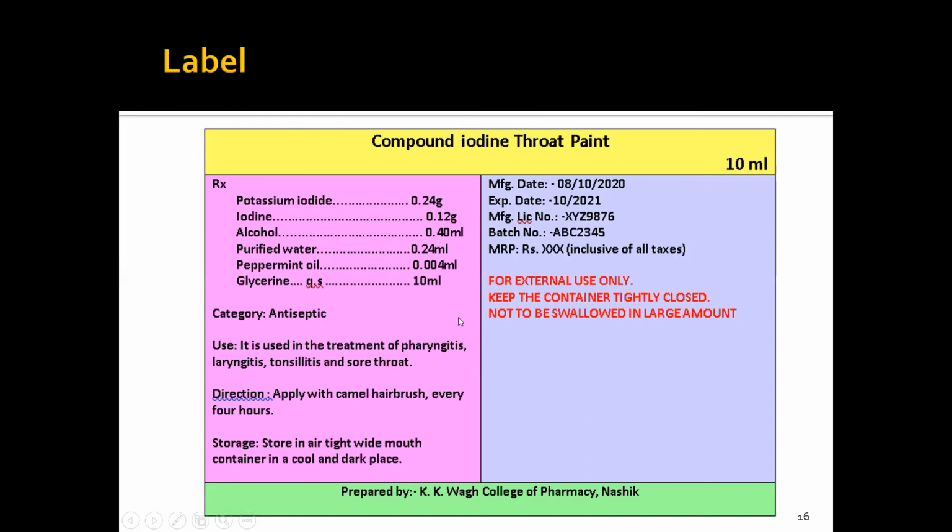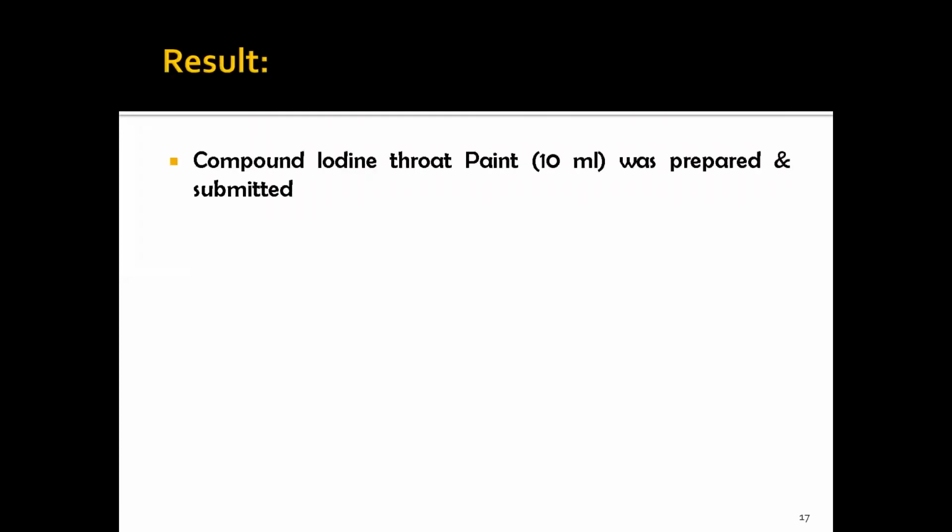Likewise, you have to prepare the label for the compound iodine throat paint. The quantities are given here. Then category, use, direction, storage. Then the auxiliary label is: for external use only, keep the container tightly closed and not to be swallowed in large amount, and manufactured by the Kekewa College of Pharmacy, Nasik. So the result will be: compound iodine throat paint 10 ml was prepared and submitted.